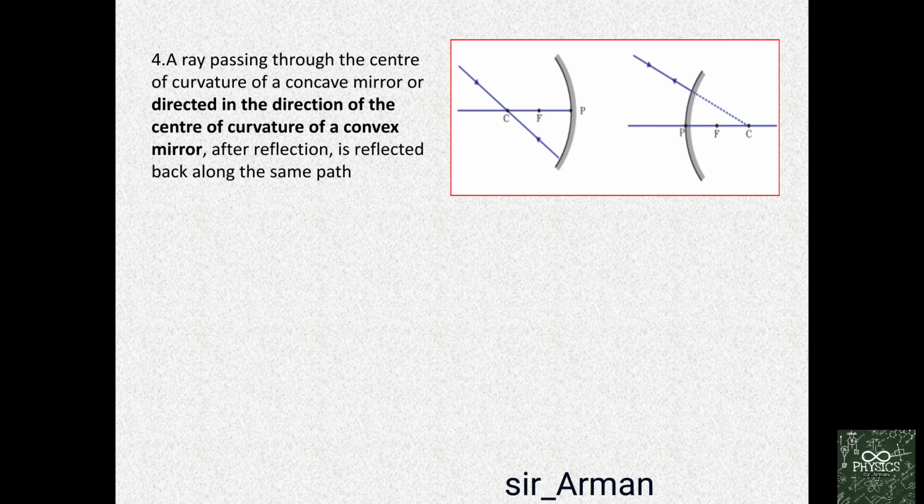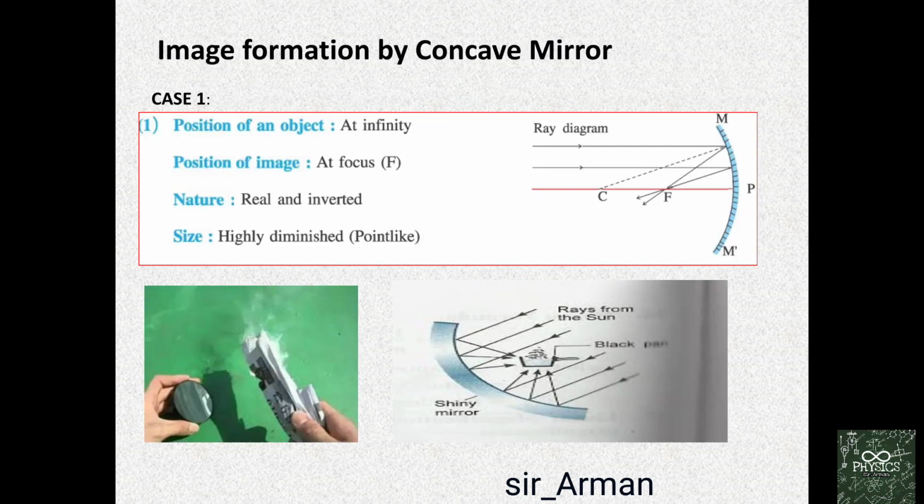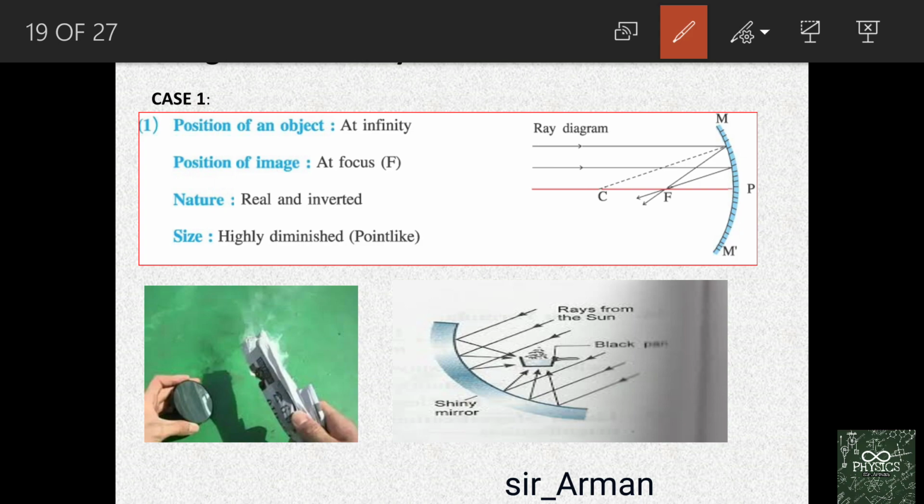Remember, we have to use only two rules to get the image. So here we will see the first case: how to obtain the image if the object is at infinity. Infinity means at a very large distance, right?